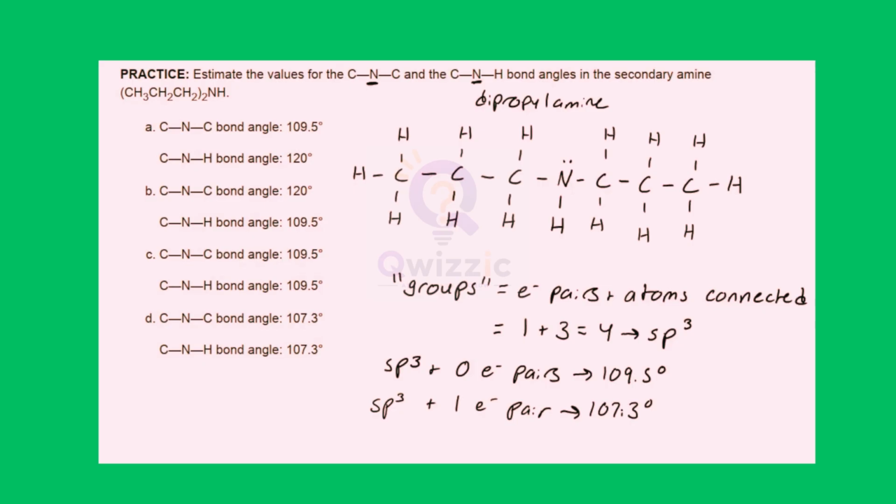So this means that our answer is going to be option D in the multiple choice. Because nitrogen is in the center of both bond angles, and nitrogen is sp3 hybridized with one electron pair, their bond angles are going to be 107.3 degrees, for both the CNC bond and the CNH bond. And there you have it.